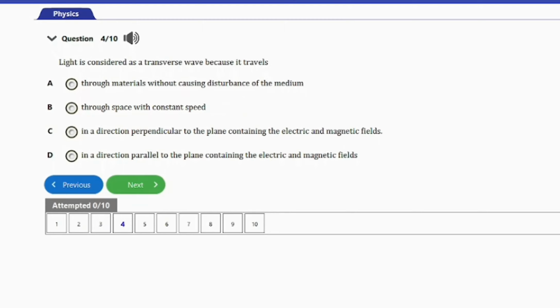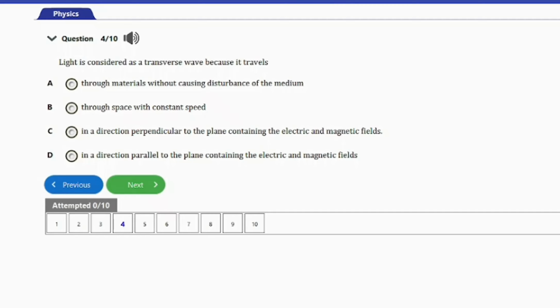So the next question we have here is question number 4. It says, light is considered as a transverse wave because it travels A. through materials without causing disturbance of the medium, B. through space with constant speed, C. in a direction perpendicular to the plane containing the electric and magnetic field, D. in a direction parallel to the plane containing the electric and magnetic fields.